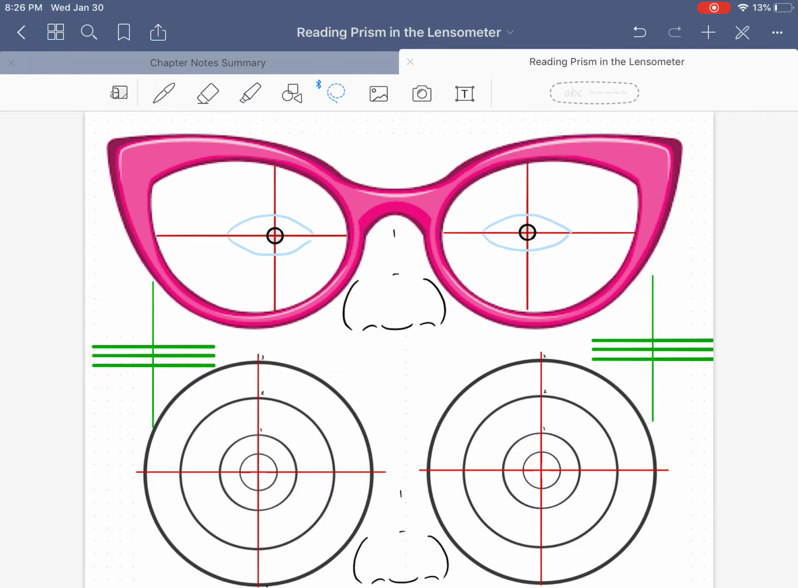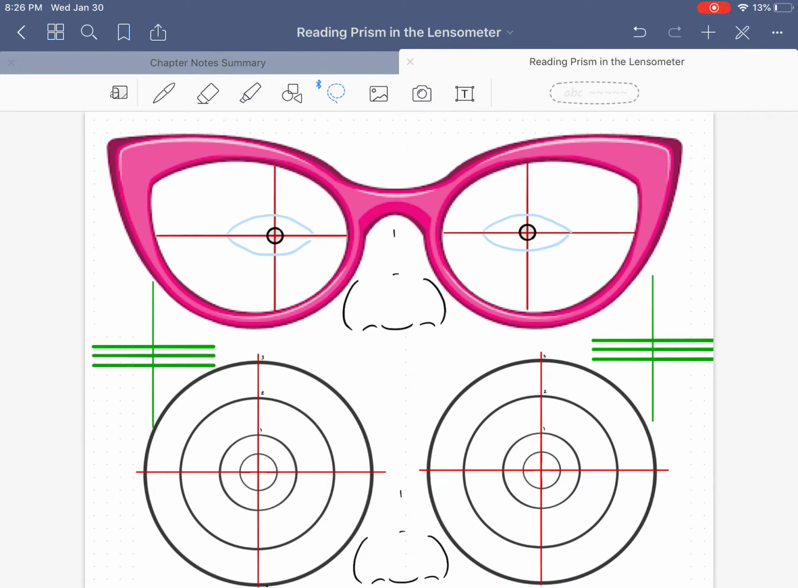When we want to talk about a mount, that's the next thing. All prism has a base direction. When we want to talk about a mount, we want to use this scale. We want to use these scales here. This whole thing is a scale if you look at it.